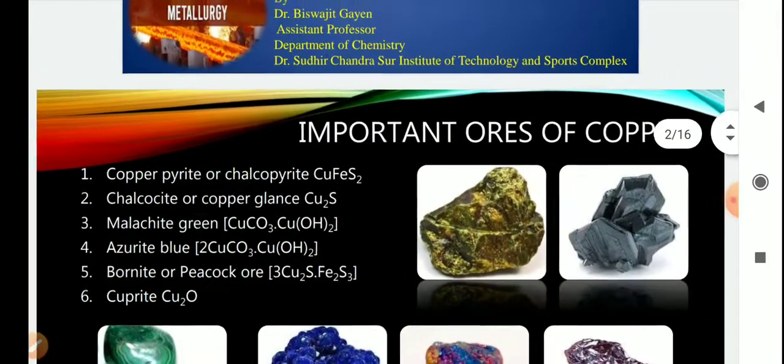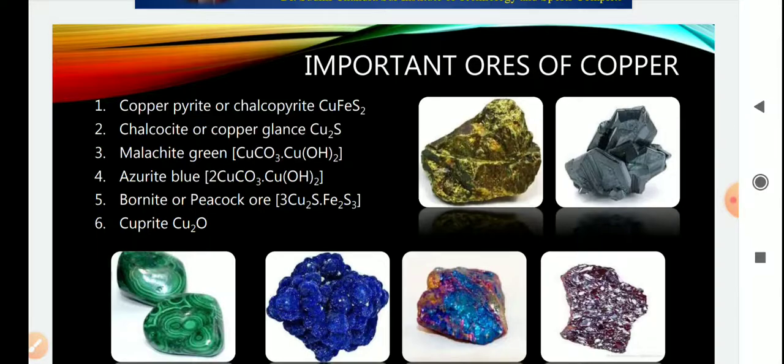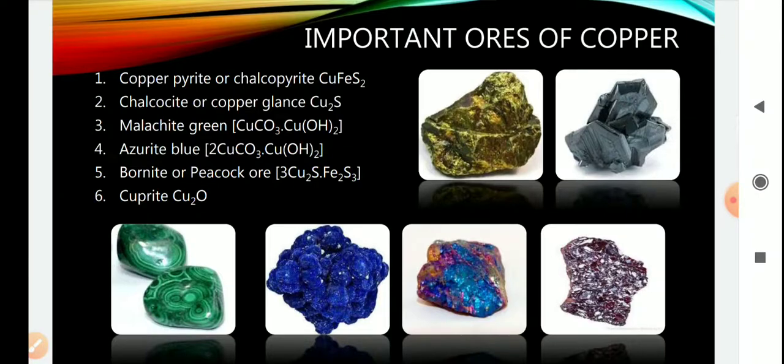Now we have already known about the important ores of copper. First is copper pyrite, sometimes called chalcopyrite, that is CuFeS2, and another is copper glance, that is Cu2S. So all are in the form of sulfide. These are pictures of different ores of copper, and they are very colorful.